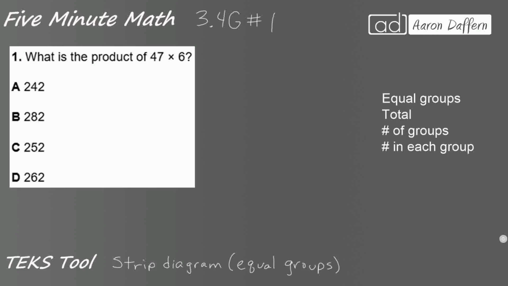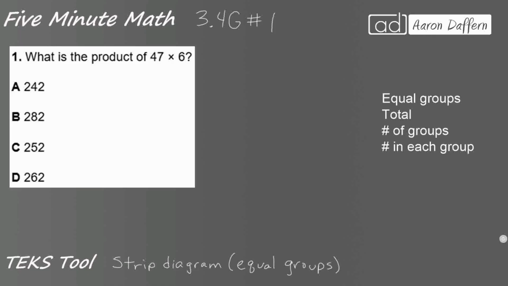Today we are looking at TEKS tool strip diagram, specifically equal groups. We are using it to solve a problem related to 3.4G, and we'll do it in 5 minutes or less. If you haven't done so already, please go ahead and take a moment to pause the video, work this problem out on your own, unpause it, and we will look at our answers together.